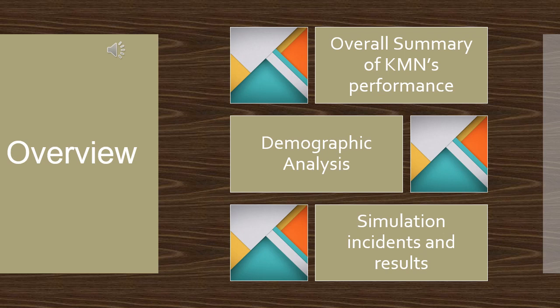In this course, we have taken what we have learned about the major functions of human resource management and applied it to our group simulation. These functions include planning, organizing, staffing, leading, and controlling. In this presentation, we will see an overview of KNMN's performance throughout the simulation, a demographic analysis, and a simulation incidents and results report.